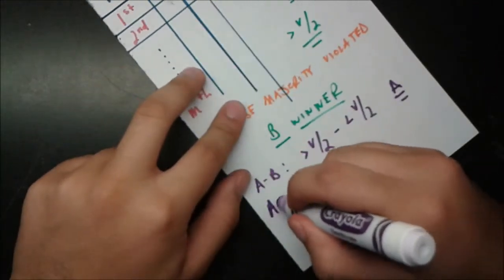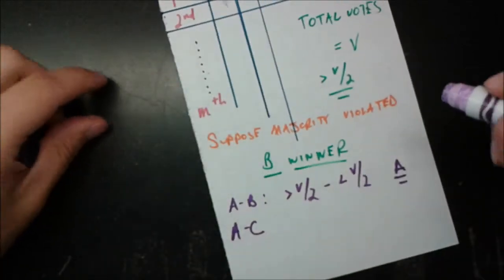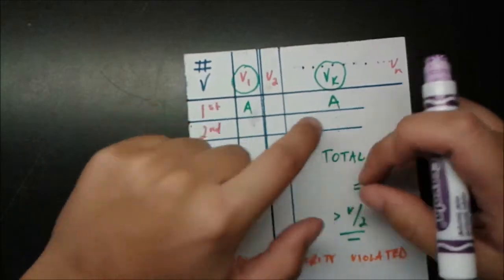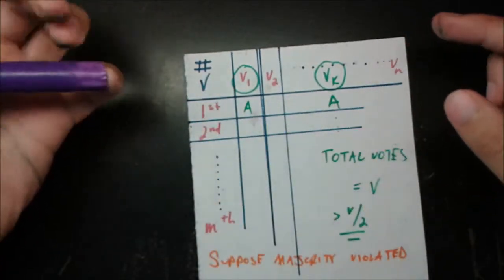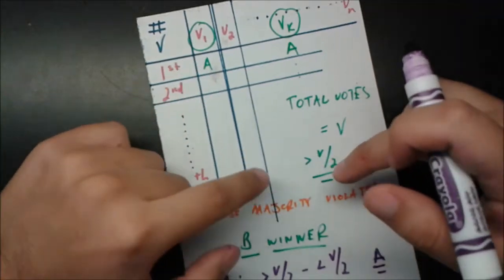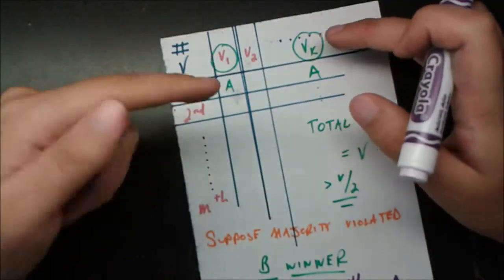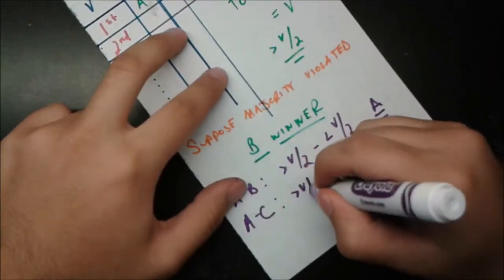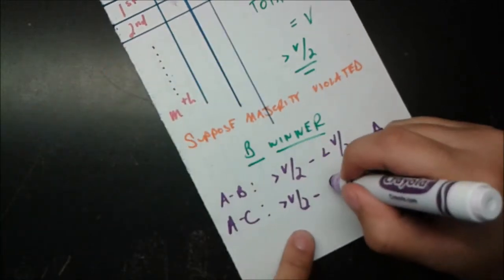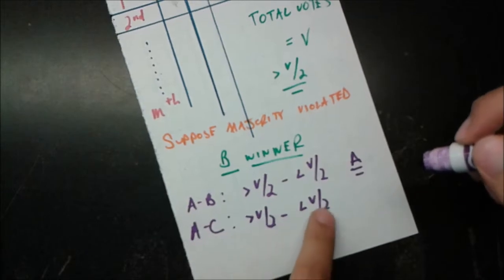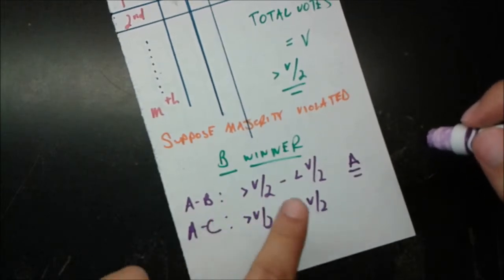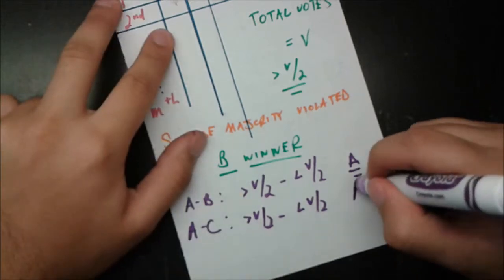Now what if we do A versus candidate C? A has how many votes? Again, all the same people: V sub 1, V sub K, all the other V sub whatever. All those people put A as their first place candidate. That's why he was the majority candidate. And how many of those people are there? There's more than V over 2 of them. So again, A gets over V over 2, and that forces C to have less than V over 2, because these have to add up to V. If we have something greater than half of V, then the other has to be less than half of V. So A wins again.